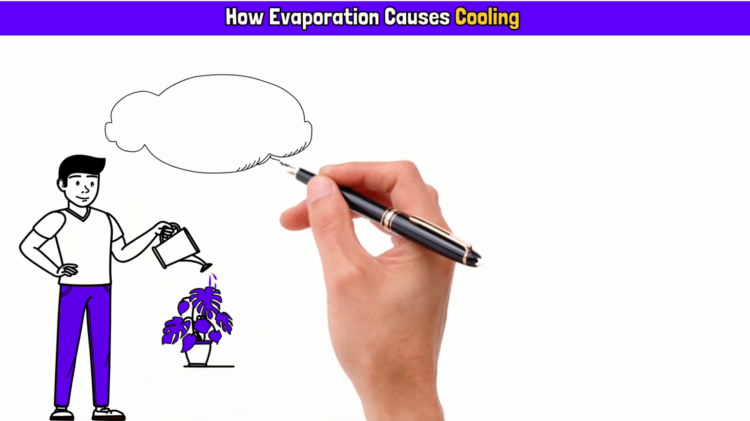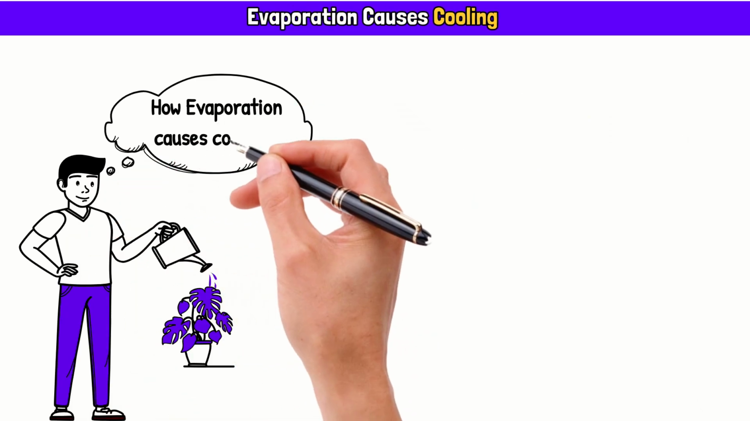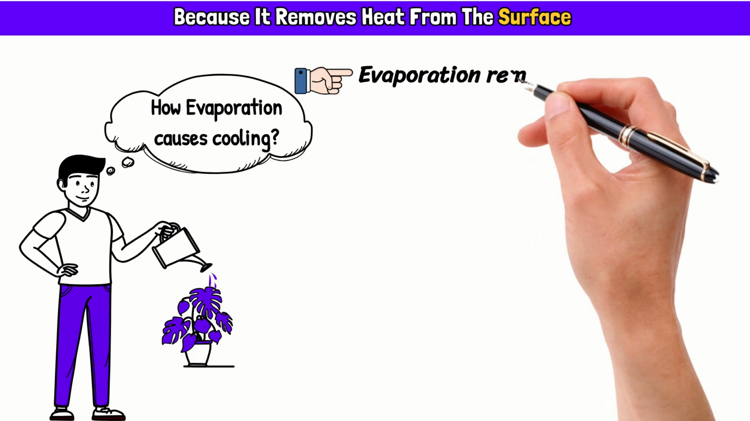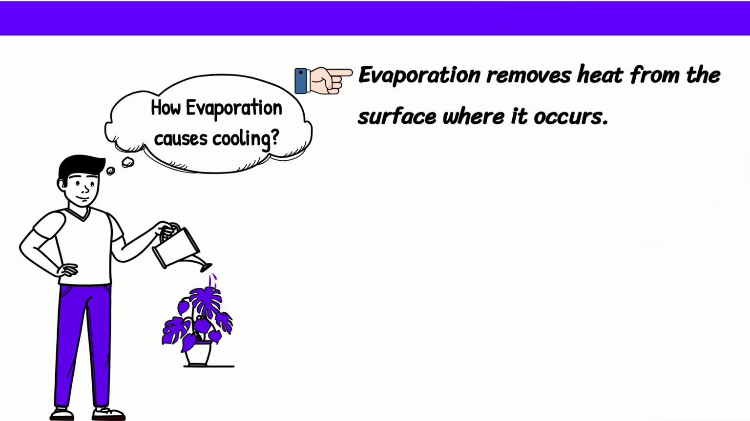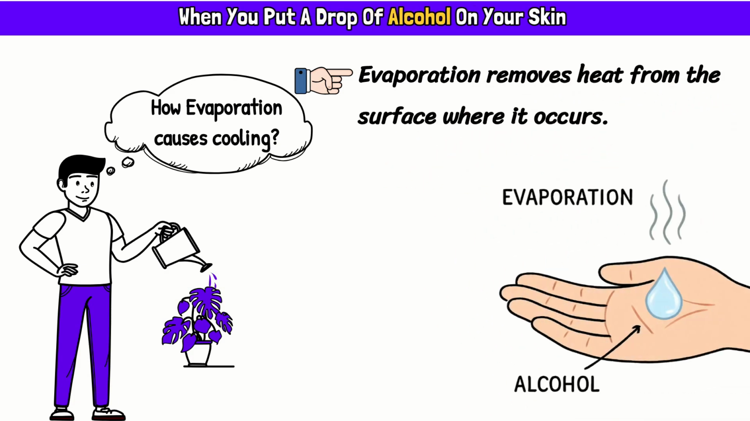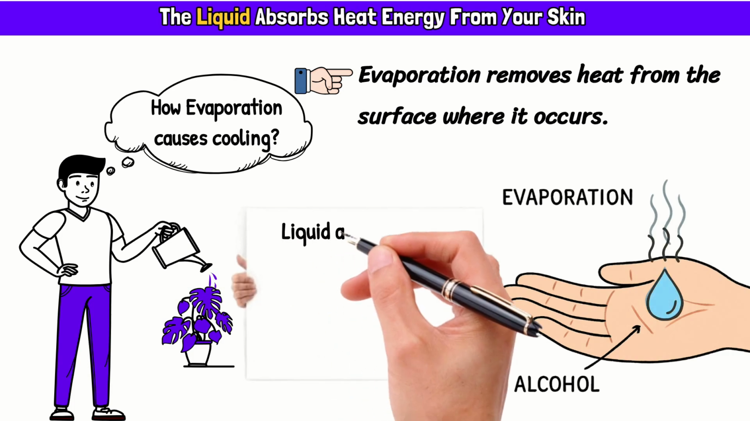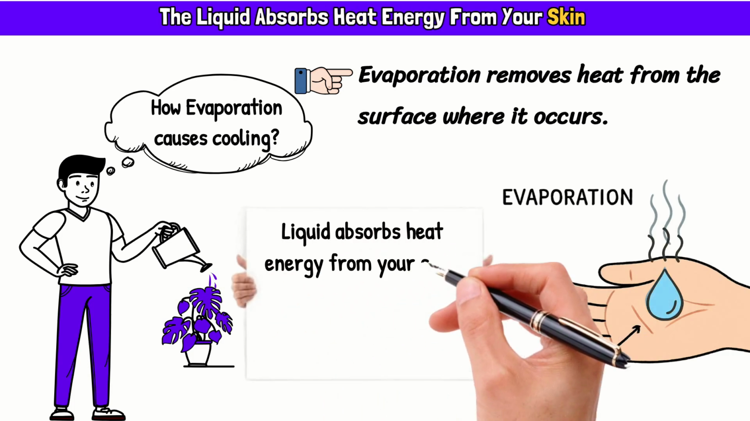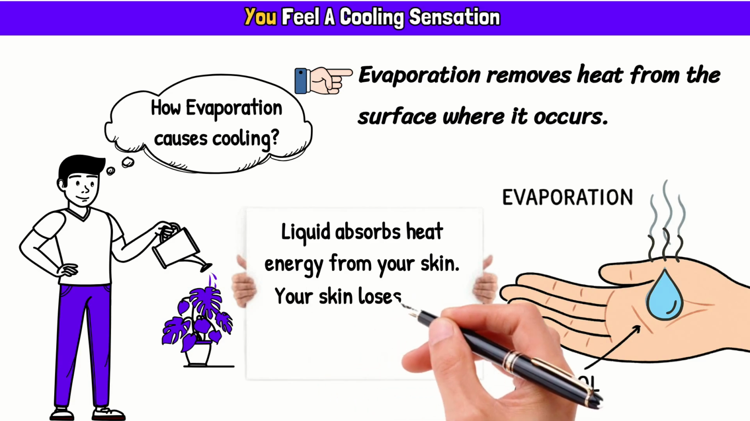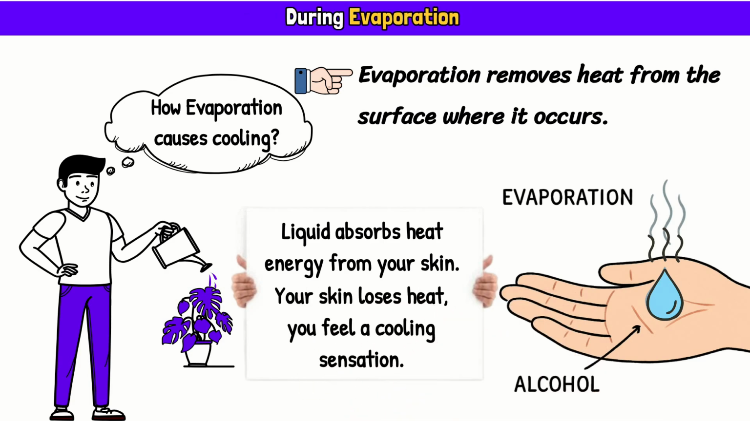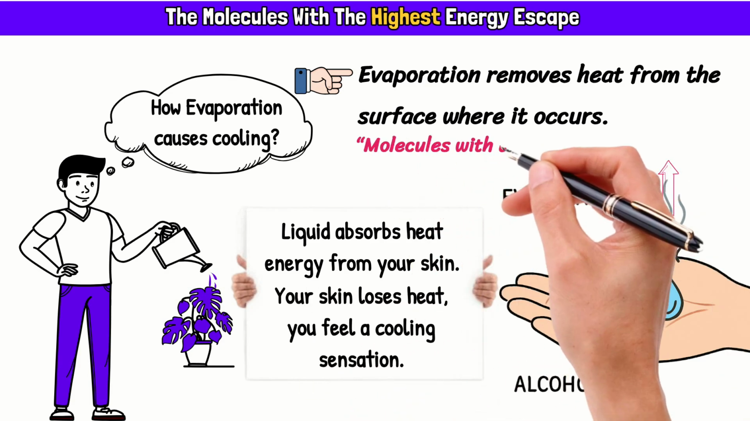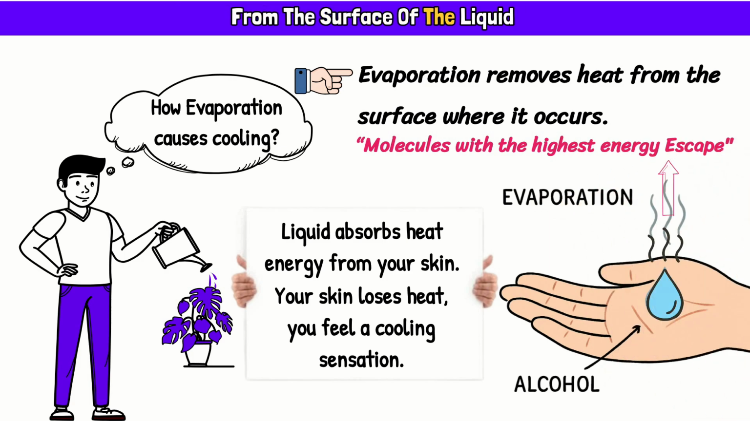How does evaporation cause cooling? Evaporation causes cooling because it removes heat from the surface where it occurs. For example, when you put a drop of alcohol on your skin, it begins to evaporate. To do this, the liquid absorbs heat energy from your skin. As your skin loses heat, you feel a cooling sensation. During evaporation, the molecules with the highest energy escape from the surface of the liquid and turn into vapor. When these fast-moving molecules leave, they take away heat energy with them.